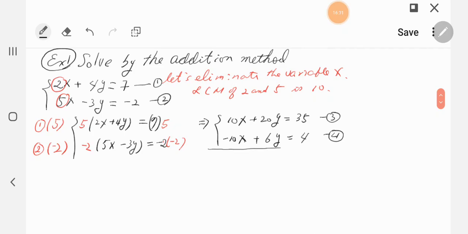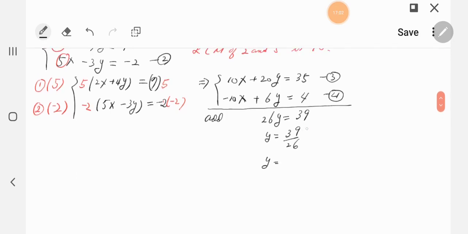And then what do we do next? Just add up the two equations. Then we can cancel out x terms. And then we have 26y is equal to 39, right? From this equation, we can divide each side by 26 and simplify. So y is equal to, the numerator and denominator are divisible by 13, so it is 3 over 2. So we got the y value.